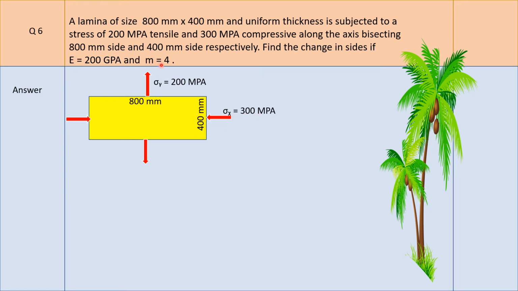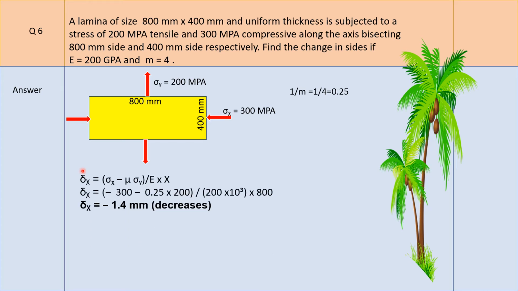Now m is given, so let us first find out the Poisson's ratio. The Poisson's ratio will be 1 upon m, which is 1 upon 4, because it is given as 4, it will be 0.25. Then we want to find the change in sides, that is delta x and delta y.